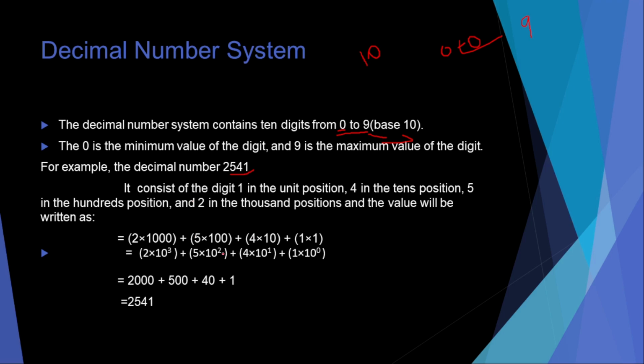I am expanding this 2541 with place values. The 1 has place value 1, the 4 has place value 10, the 5 has place value 100, and the 2 has place value 1000. 1000 is written as 10 to the power of 3, 100 as 10 to the power of 2, 10 as 10 to the power of 1, and 1 as 10 to the power of 0, since anything to the power 0 is equal to 1. Finally, we get the same value, 2541.